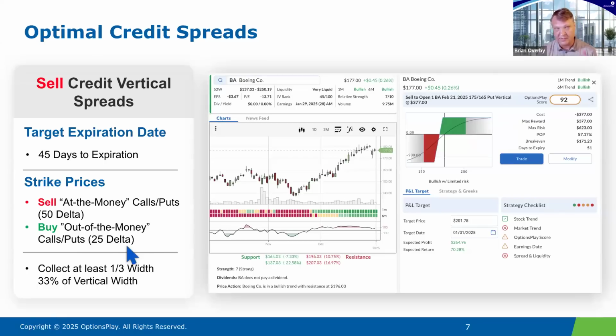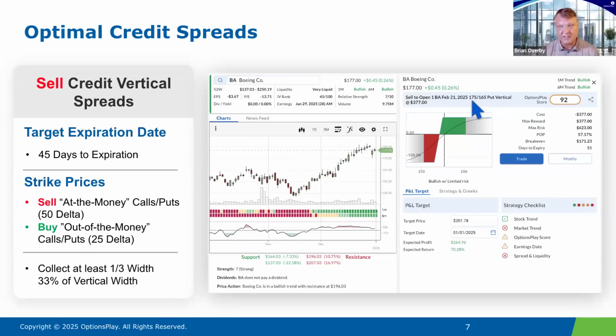But more important, and this is what the platform is focusing on more, is that we're going to collect about a third of the width between the strikes. So in our instance here with Boeing, and part of the reason why this is an example is that the math is pretty straightforward, we have a put vertical spread. That means that you are hoping that the market goes up, which obviously didn't happen in this scenario here. Boeing is at 177, selling something close to the money, right? So the stock is at 177.